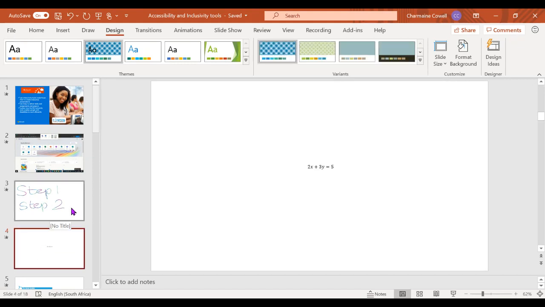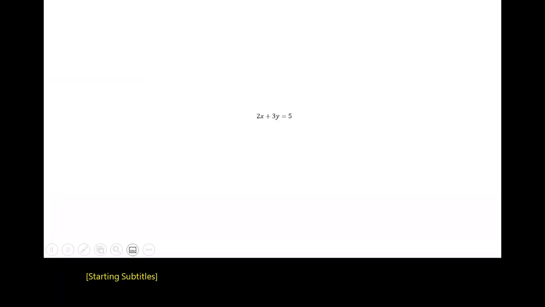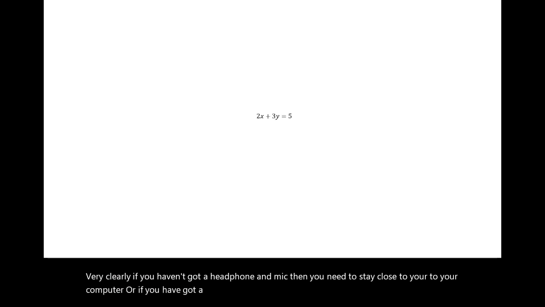Okay, so I am going to be showing you some more inclusivity tools, but one of the inclusivity tools that I really enjoy is the subtitles. What the subtitles do is that when you start at a current slide or at the beginning slide, it actually puts the text on the slide as well. So I'm just going to go from a current slide. And you need to speak very clearly. If you haven't got a headphone and a mic, then you need to stay close to your computer, or if you have got a Bluetooth mic and headphones, you can actually walk around and the text will come up on the screen.